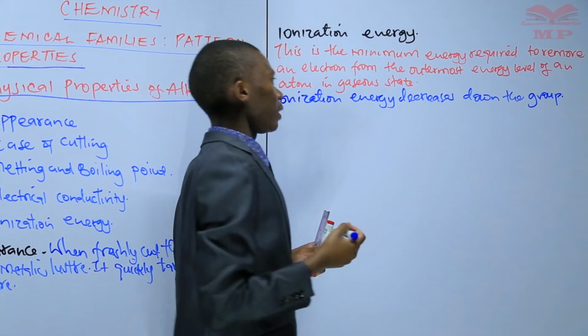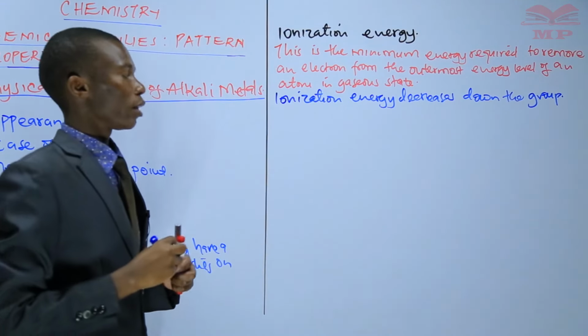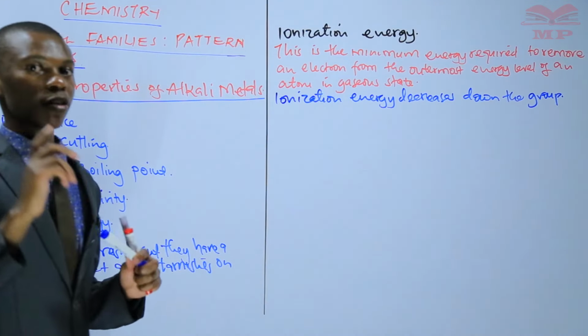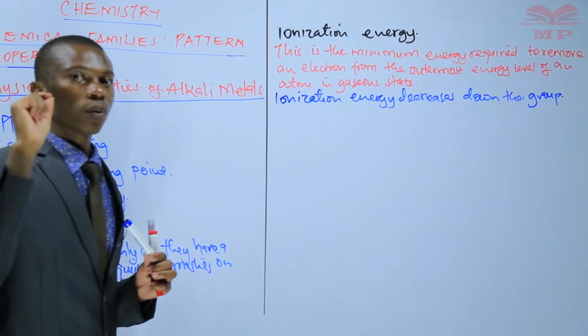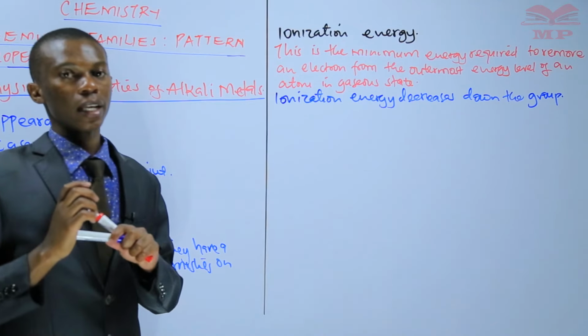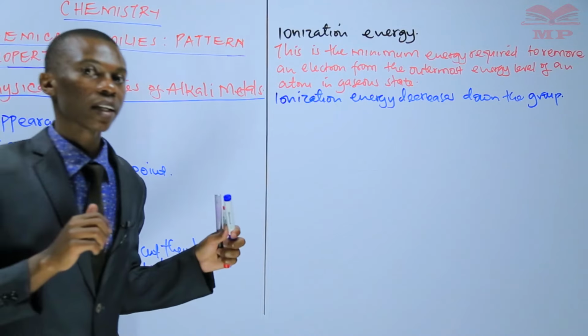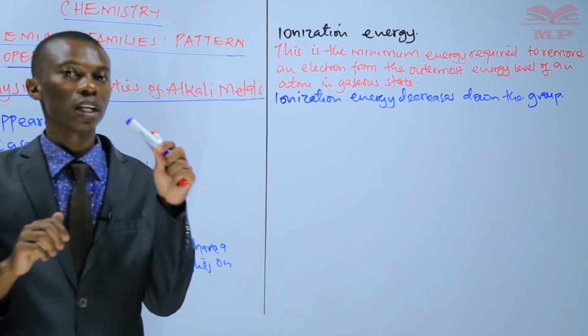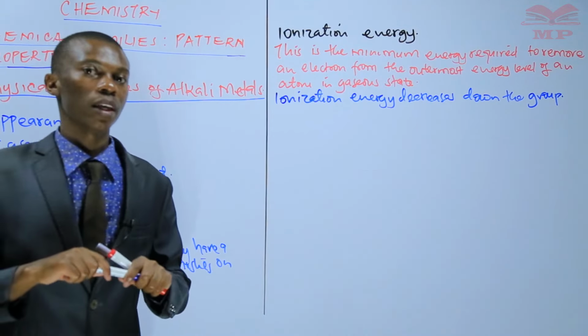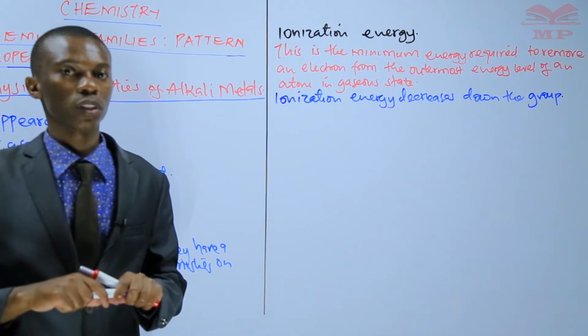The ionization energy decreases down the group. Therefore, if you compare the ionization energy, or the energy required to remove one electron in the outermost energy level of lithium, it is higher than the amount of energy required to remove one electron from the outermost energy level of sodium.